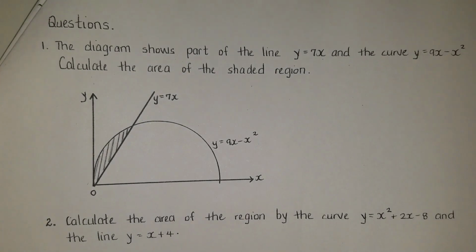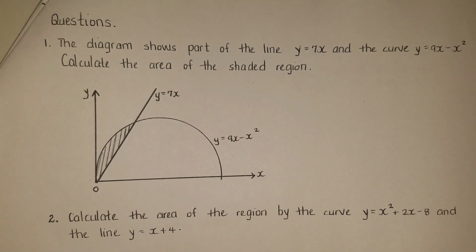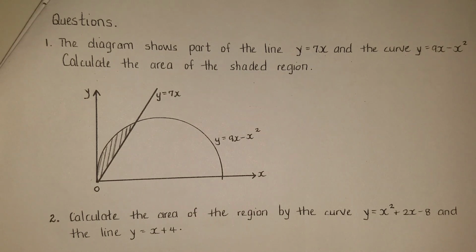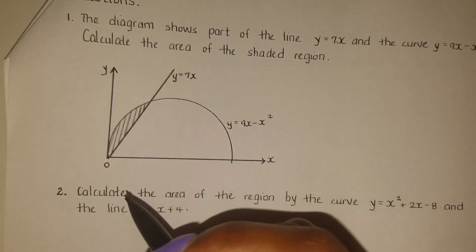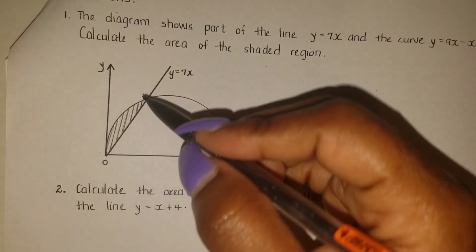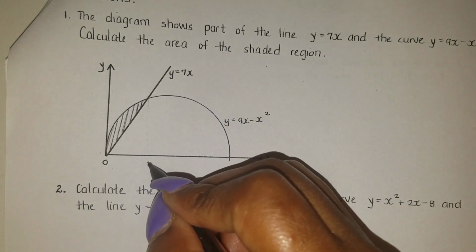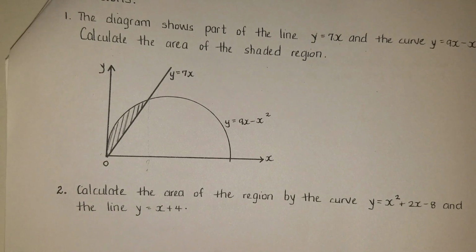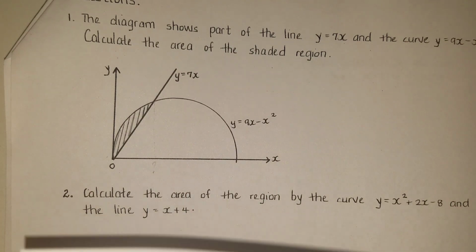Okay, so here we have a question. The diagram shows part of the line y equals 7x and the curve y equals 9x minus x squared. Calculate the area of the shaded region. Now we only have one of the limits, which is this lower limit. So that means we need to find this upper limit. And just as before, we are going to equate the functions to solve for x.